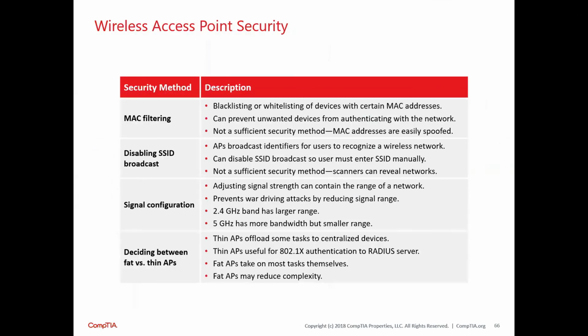And for wireless access point security, you can use different combinations of methods. Like MAC filtering, which only allows or disallows certain MAC addresses, and then you can disable SSID broadcast, so the user will need to enter the SSID manually. Then you can configure the signal, like only allowing 5 gigahertz over 2.4 gigahertz, and you can decide between fat and thin AP, which is normally used to take advantage of 802.1x authentication to a RADIUS server.